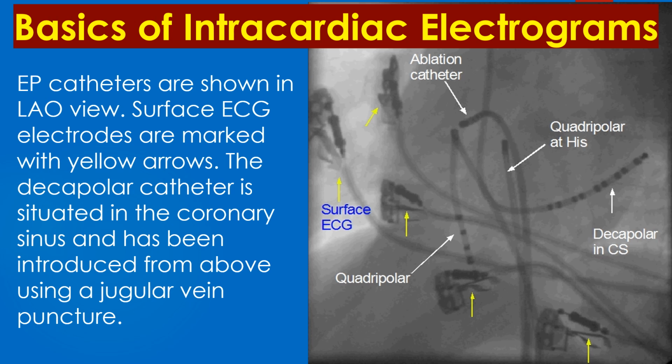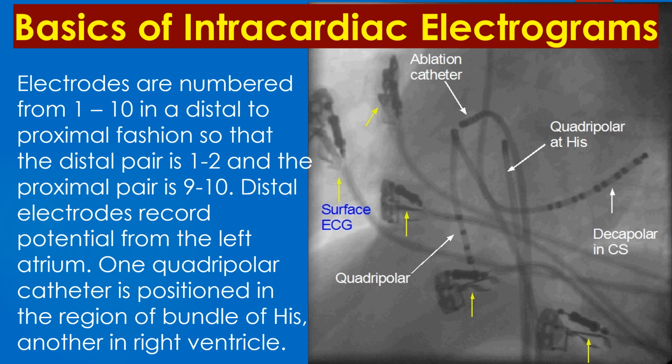The decapolar catheter is situated in the coronary sinus and has been introduced from above using a jugular vein puncture. Electrodes are numbered from 1 to 10 in a distal to proximal fashion so that the distal pair is 1, 2 and the proximal pair is 9, 10. Distal electrodes record potential from the left atrium.